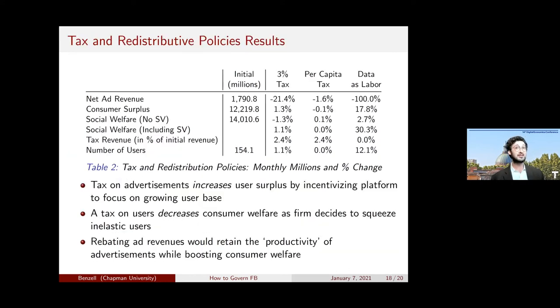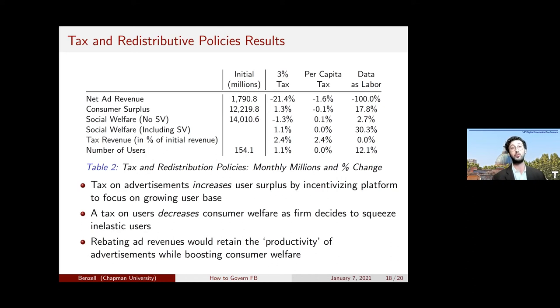But maybe tax and redistribution is the better set of policy tools to use. So we evaluated a 3% tax. And now remember, because Facebook has these two motivations, the large user base motivation and the profit motivation, if you tax their profit motive, they're actually going to substitute into their other motive, right? So that's the mechanism by which a tax on advertising revenues or corporate profits can actually enhance consumer welfare. Whereas a per capita tax, a tax on the number of users that raises the same amount of revenue, would have the opposite effect.